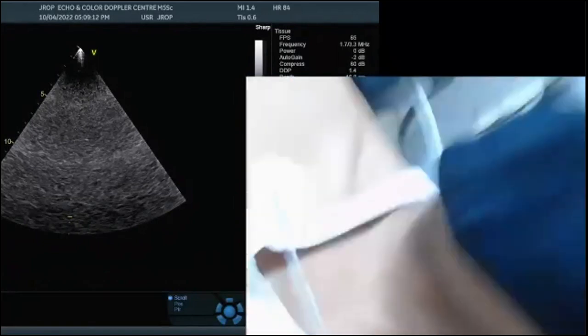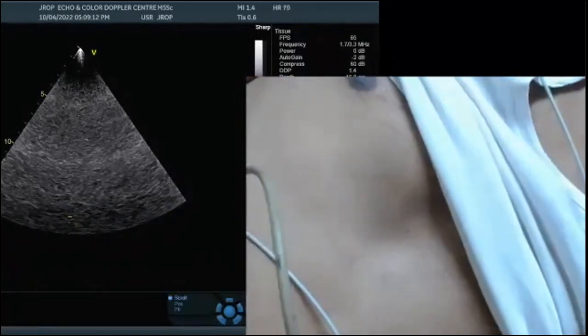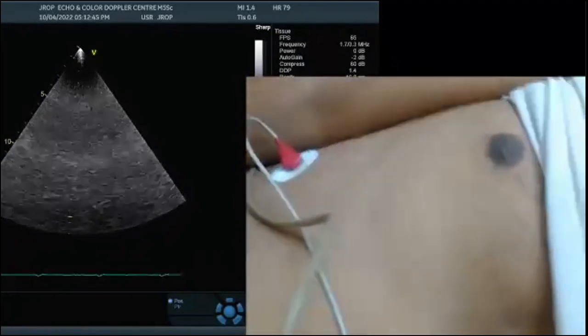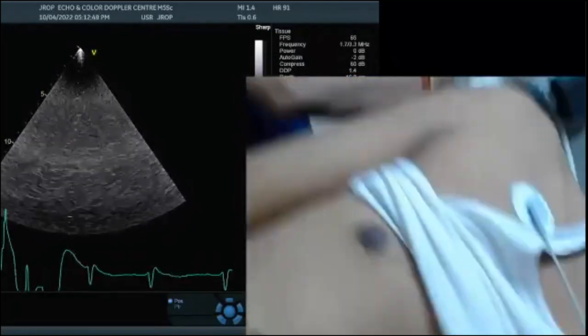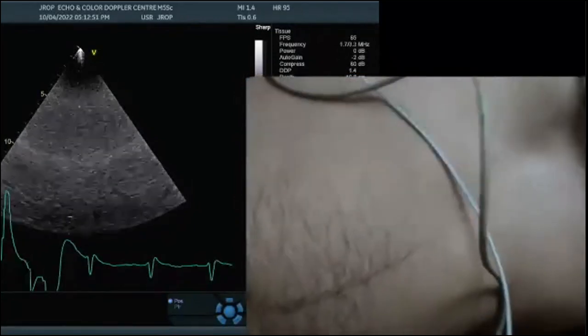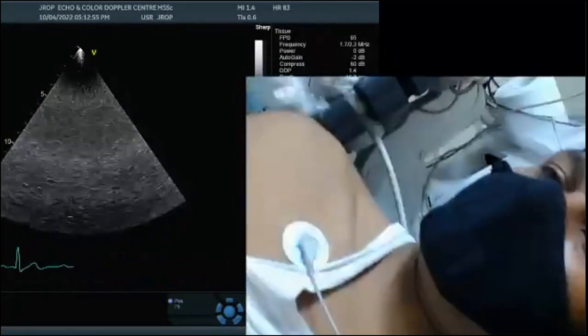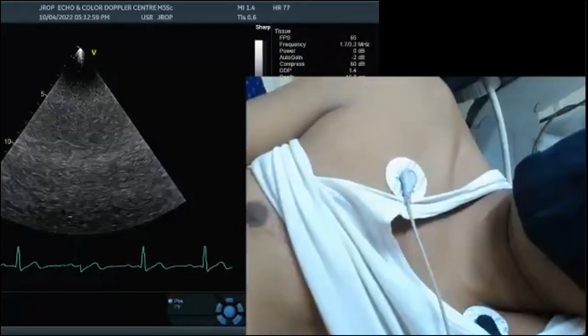So now you can see a subject who's lying over here, and with the subject we have an ECG gating. With this ECG gating we can show the ECG leads attached to the subject. Now I'm going to show an image. Along with the image, I'm going to show you a knob.